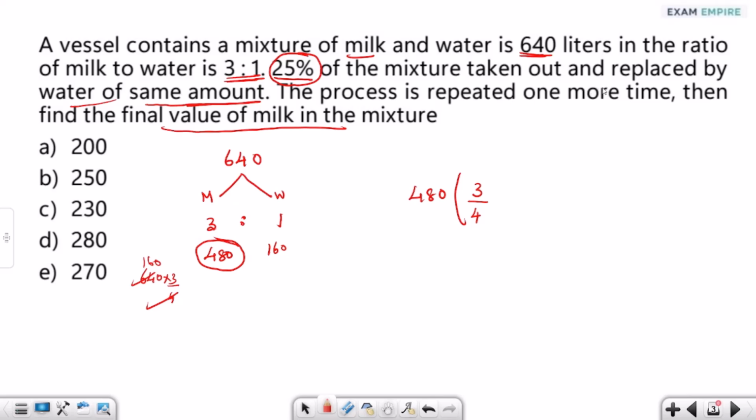So how many times is this process repeated? It is repeated one more time, that is total 2 times. So into 3 by 4. This is one time and this is 120. Again, this is one time and this is 30. So 30 into 3 is 90. So 90 into 3 is 270. So the final value of milk in the mixture is 270 liters.